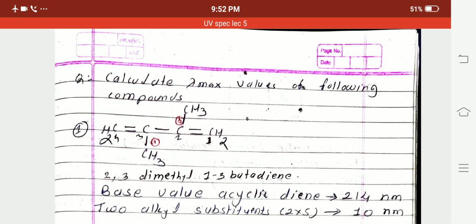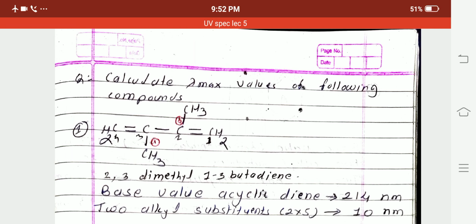The first question may be asked in your exam like this: calculate the lambda max value of the following compounds. You will be given 2 or 4 structures. For each structure, calculating lambda max carries 5 marks. Then you see the first structure.